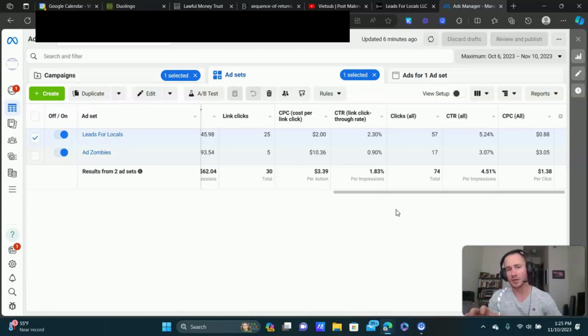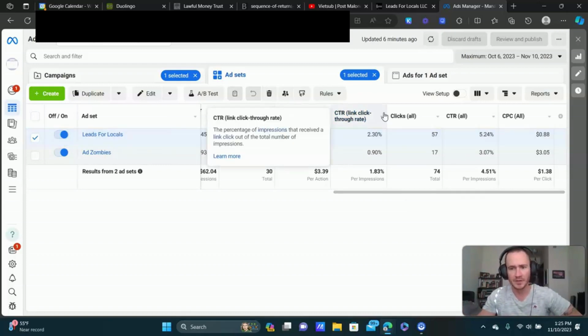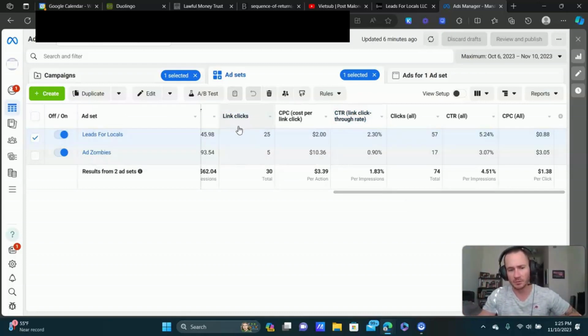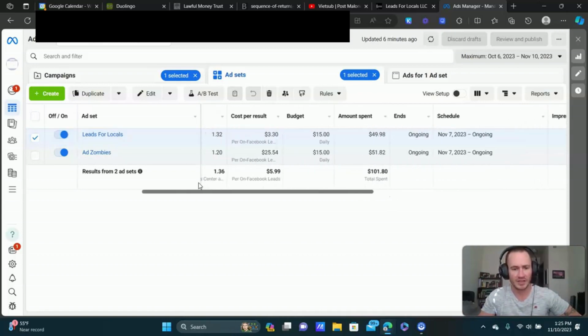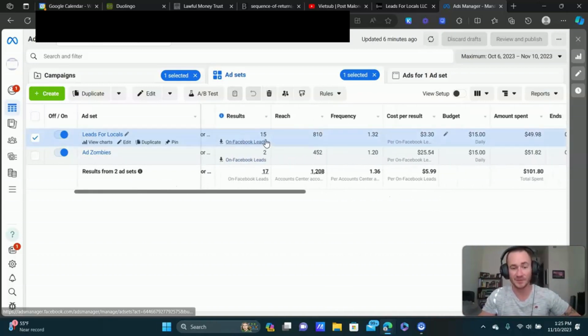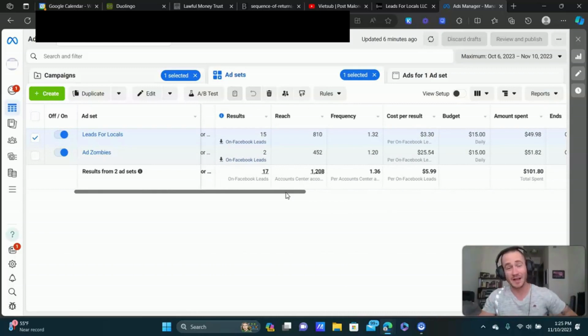So the next thing we can look at, if we're getting good engagement, we're getting people clicking on the ad, but our lead cost is pretty high, we can look at the conversion rate of the lead form or landing page, whatever. So we're going to take the number of link clicks that we have. I've got 25 link clicks here, and we're going to scroll over and see how many leads we generated. In this case, it's 15. So 15 out of 25 link clicks have converted into leads. That's really good. That's well above 50%.